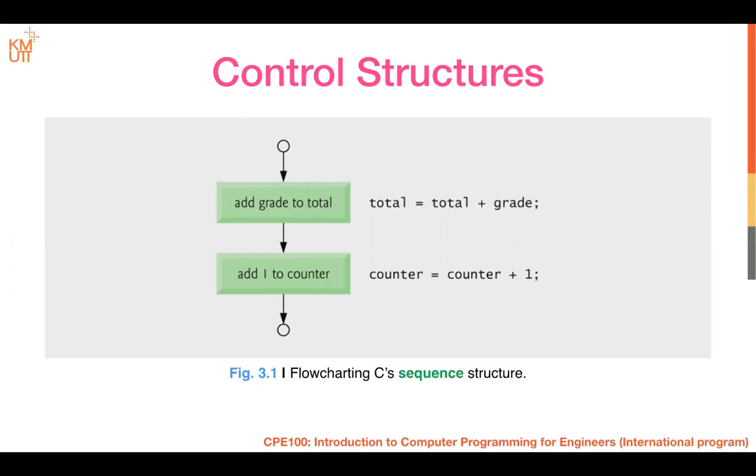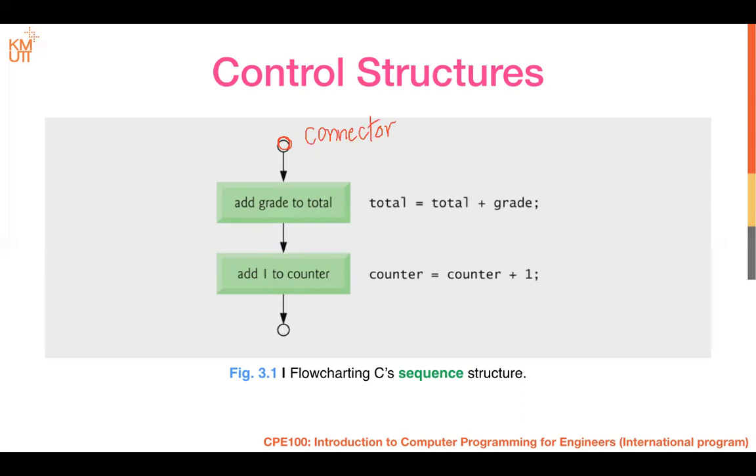From this flowchart, you can see the circle here. We call this a connector. If you want to connect from one page to another, because you cannot write a flowchart in just one page, but you want to continue from your previous page to the current page, you can use a connector.